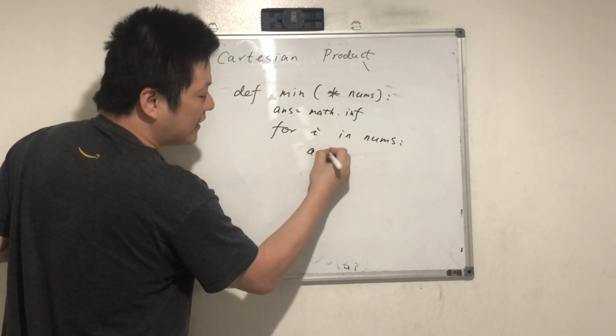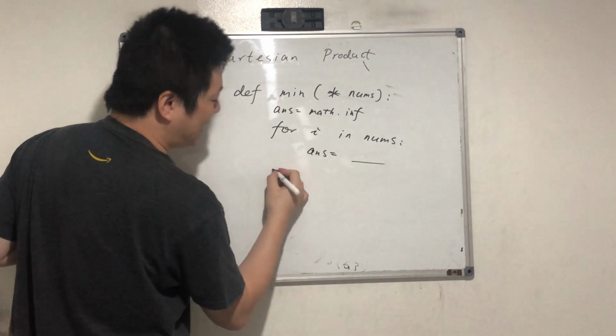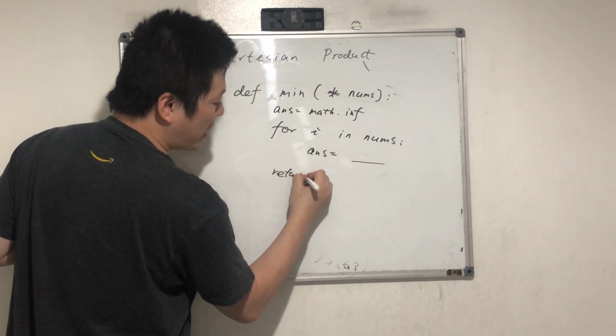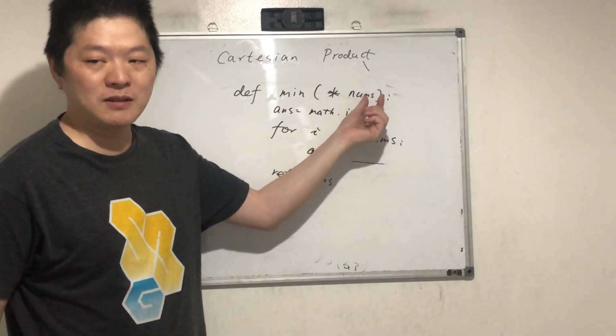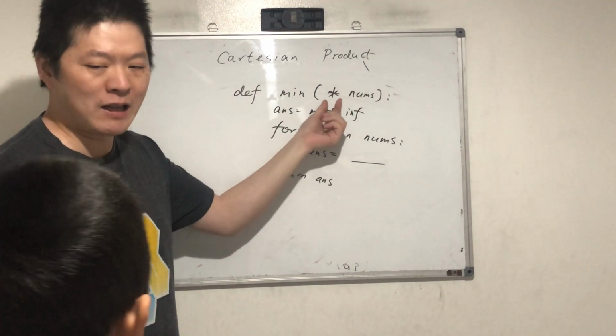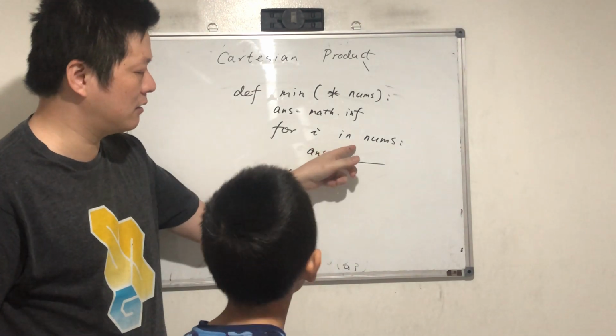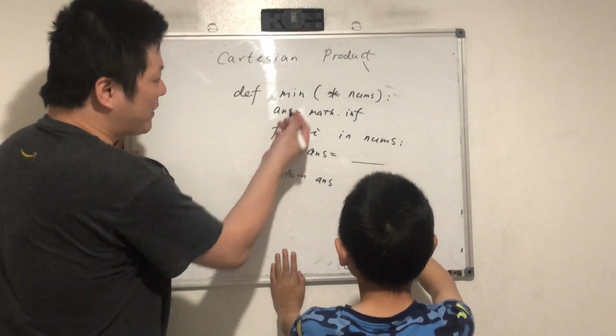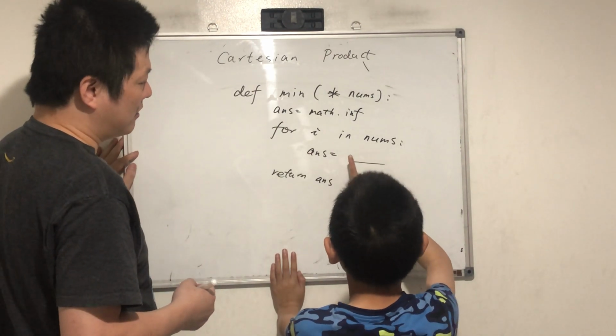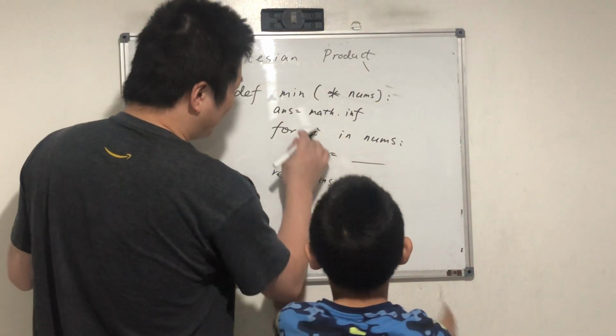Answer equals what? And then return answer. Can you tell me? We want to try to find the minimum of all the elements in nums. Come on, you need to understand. Follow me. So I want to get a minimum. So what? It equals minimum. Okay, but not the minimum.